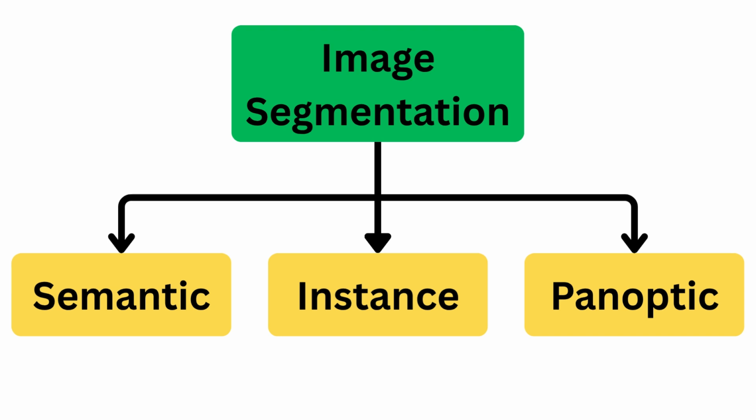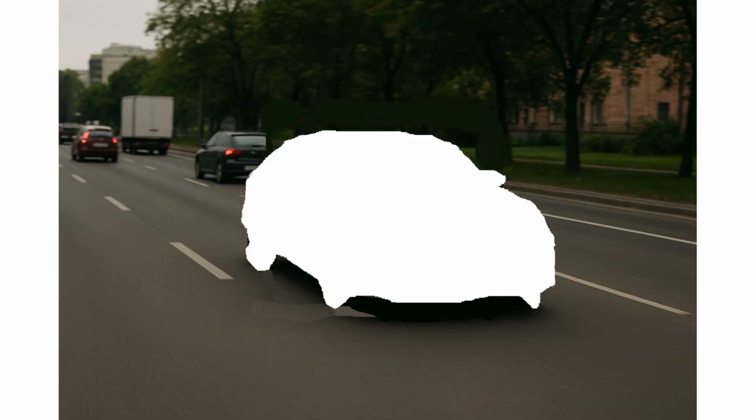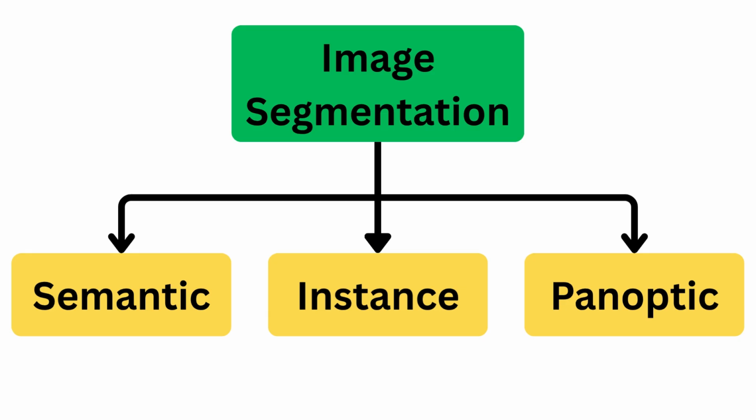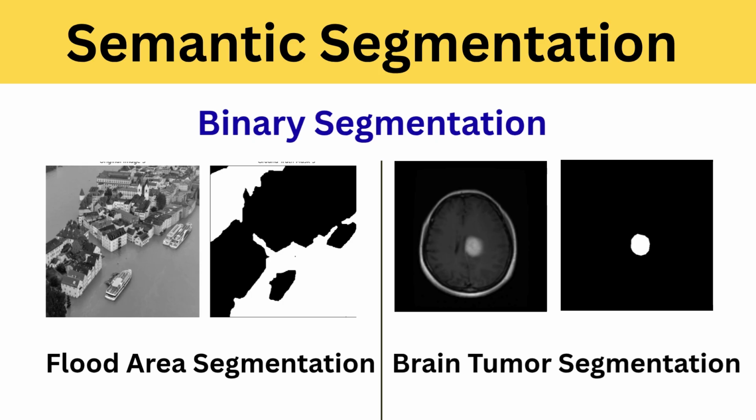At its core, segmentation is pixel-wise classification. The model assigns a label to every single pixel. This task splits into a clean hierarchy: semantic, instance, and panoptic. Let's start with the foundation, semantic segmentation, which itself has two flavors.